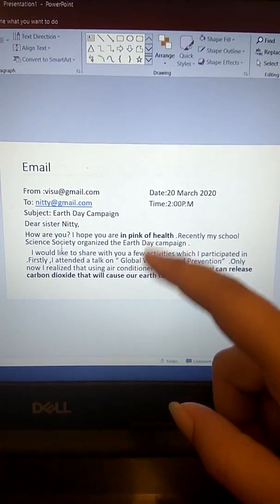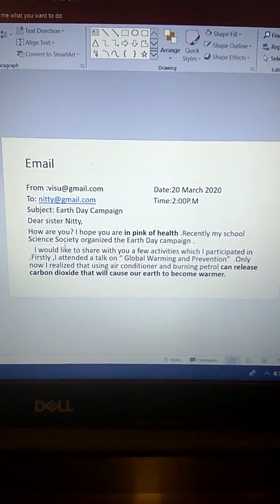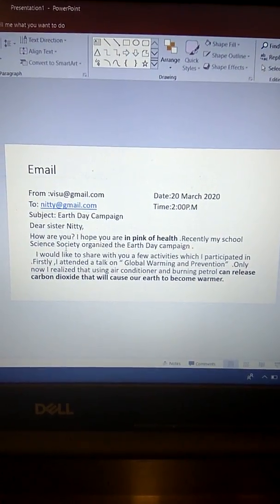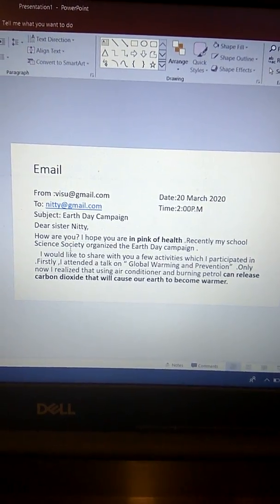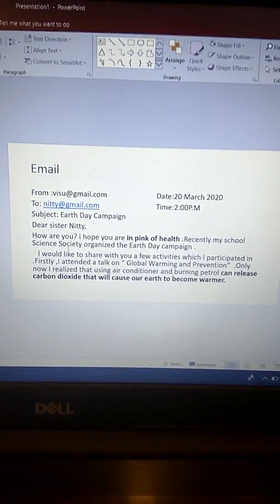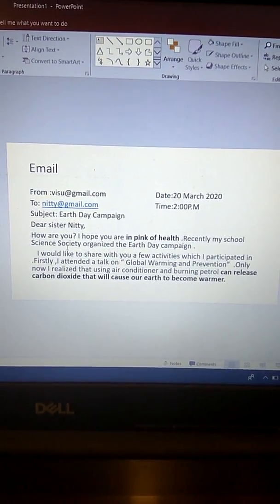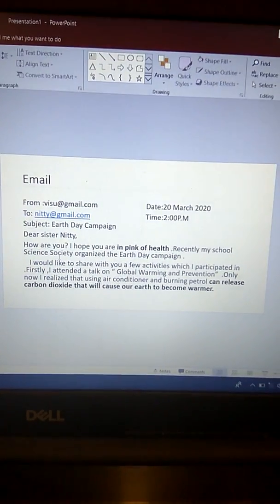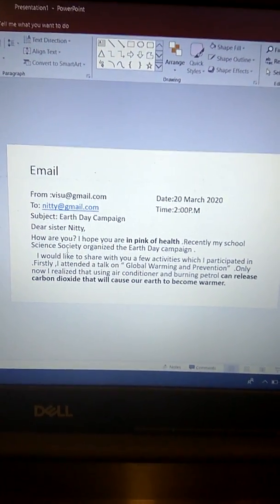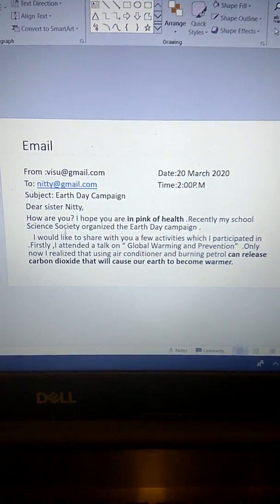Now, signing off doesn't mean an email you don't need to sign. Okay, you need to write your name. And that one is normally on your left hand side. It's not on your right hand side, it's on your left hand side. So when you're ending it, you need to write regards and who's writing this email. So if your name is Visu, then you need to sign off as Visu. Okay, so you need to take note of this.